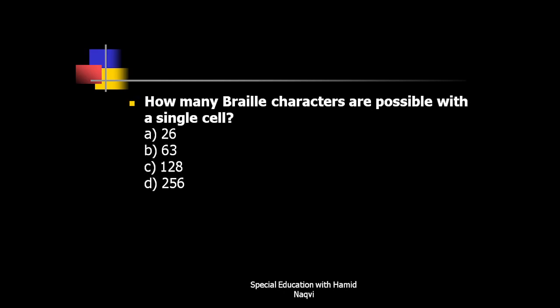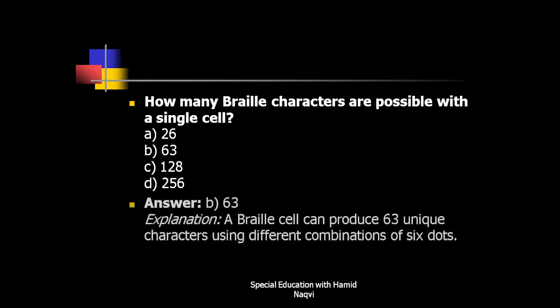How many braille characters are possible with a single cell? 26, 63, 128, or 256? Answer is 63. A braille cell can produce 63 unique characters using different combinations of 6 dots.